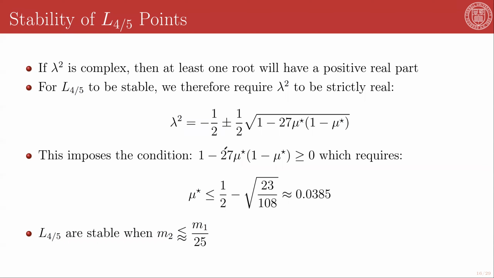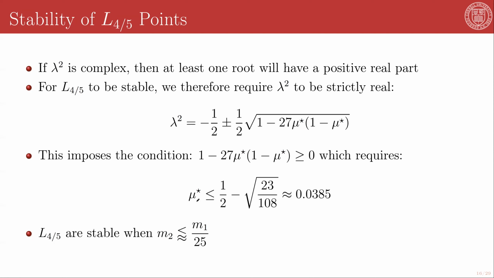However, in the case of the L4 and L5 points, we have a quadratic expression for lambda squared. If lambda squared has any imaginary component, if it is complex, then at least one of its roots will have a positive real part. And you should all convince yourself that you agree with this statement. So therefore, we require, for stability of L4 and L5, for lambda squared to be strictly real, which means that there's a restriction now on the contents of this square root. It has to be a positive quantity or equal to 0.